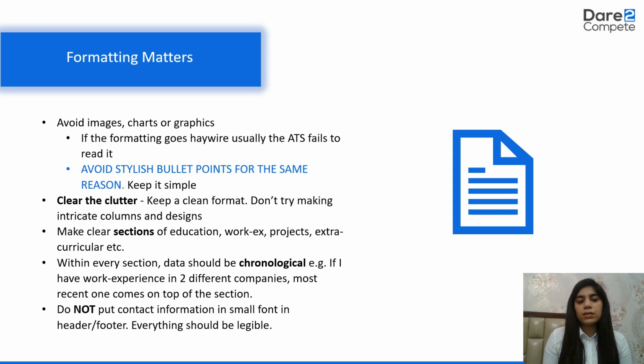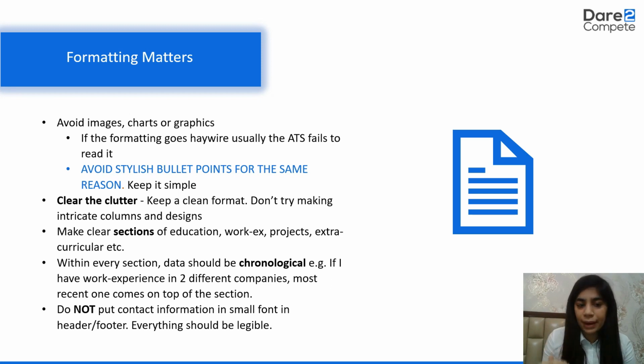Clear the clutter. Keep a clean format. Don't try to make intricate columns and designs. As I've told you a couple of times, the person who's reading your CV has just 1 or 2 minutes maximum to read it. So make sure it's very clean, it's very formatted, and all the columns and rows are in place where they should be. There should not be any extra element which they're observing in your CV. You should make things simpler for the person who has to make any decision regarding shortlisting or not shortlisting you. So make sure that you're making that person's life very easy.